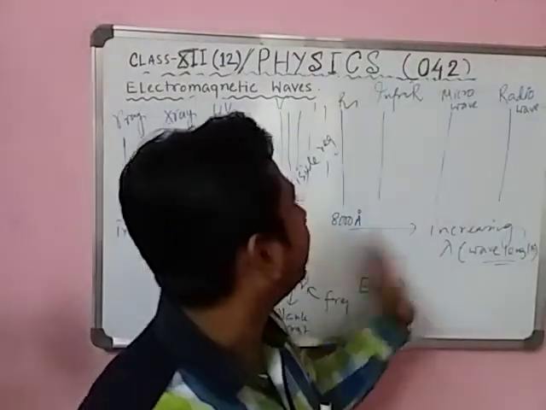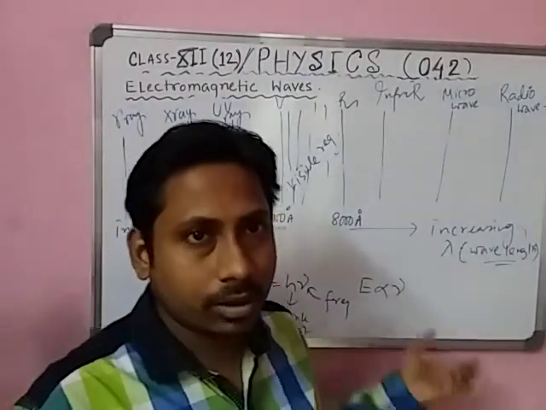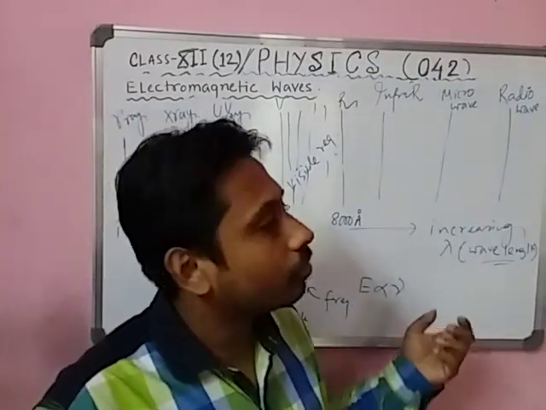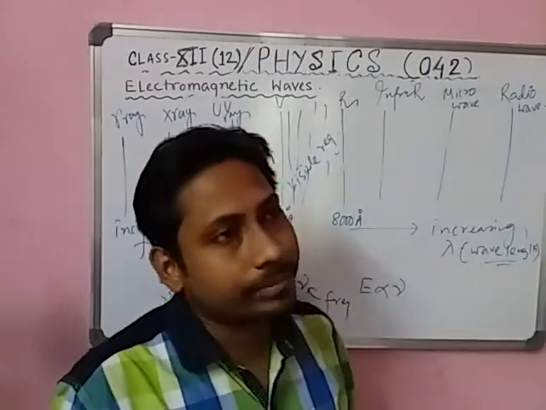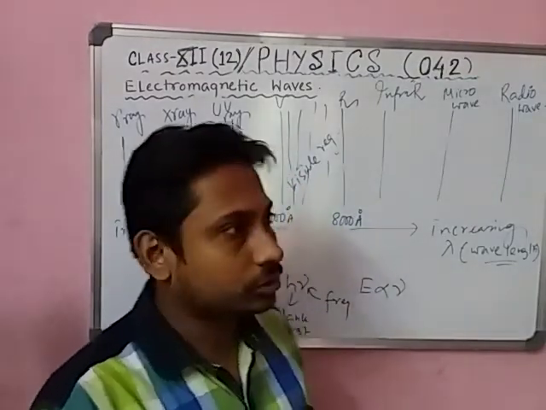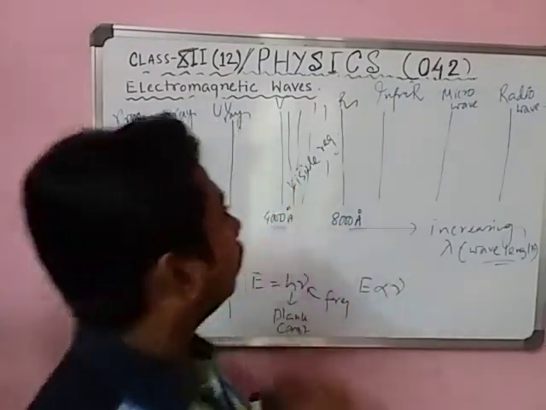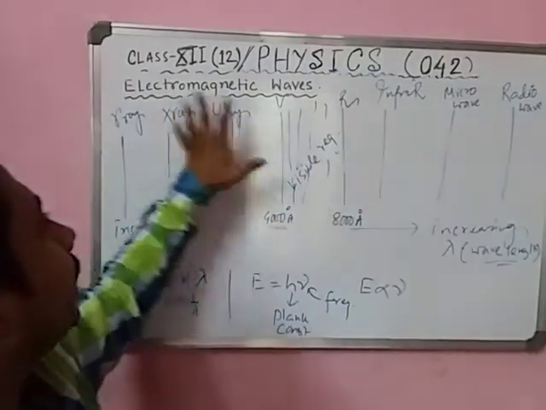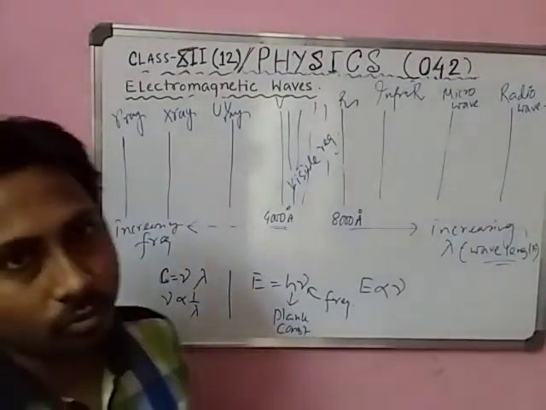Beyond red, the source of infrared is the hot body, a red hot body. Microwaves are generated from an oscillator, and radio waves can also be prepared from an oscillator. These are all called electromagnetic waves.